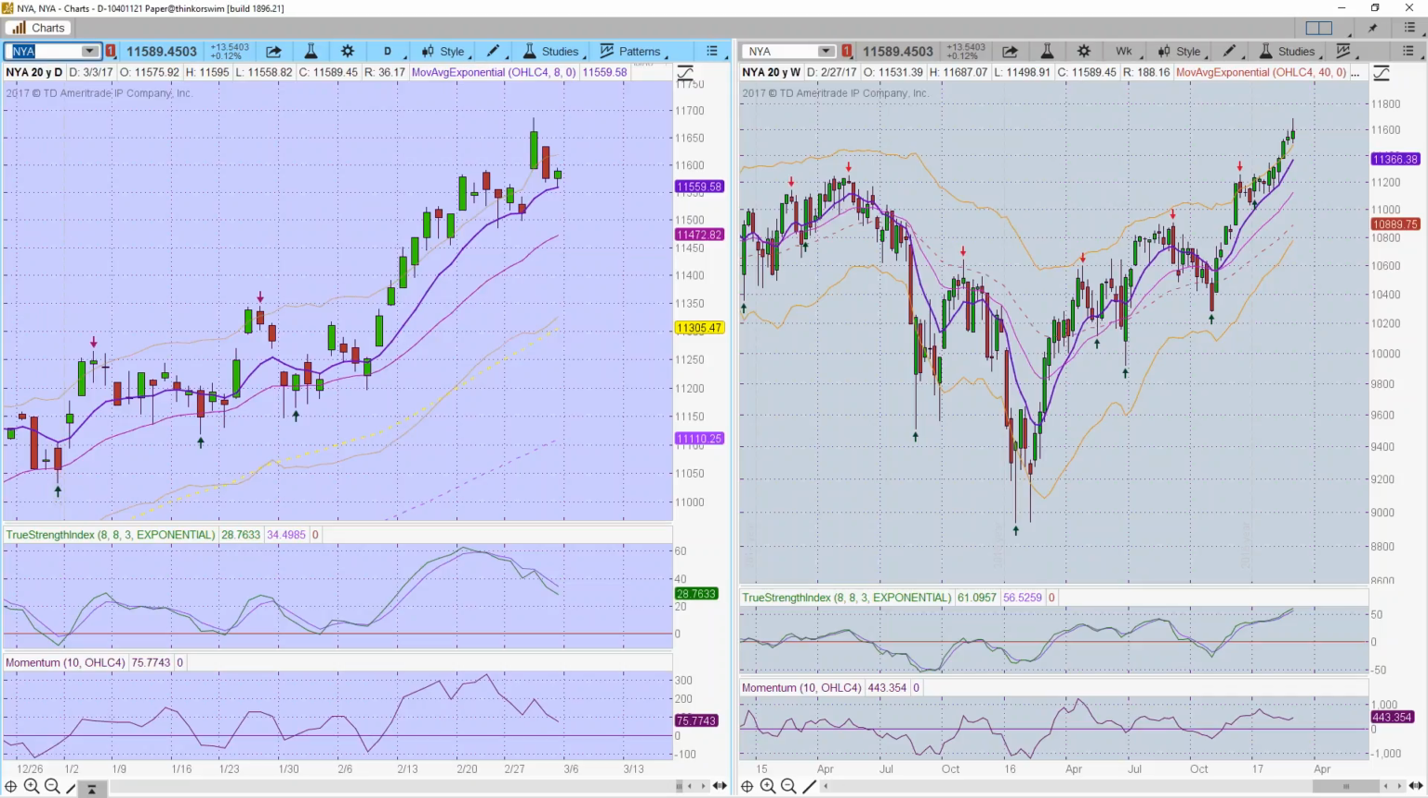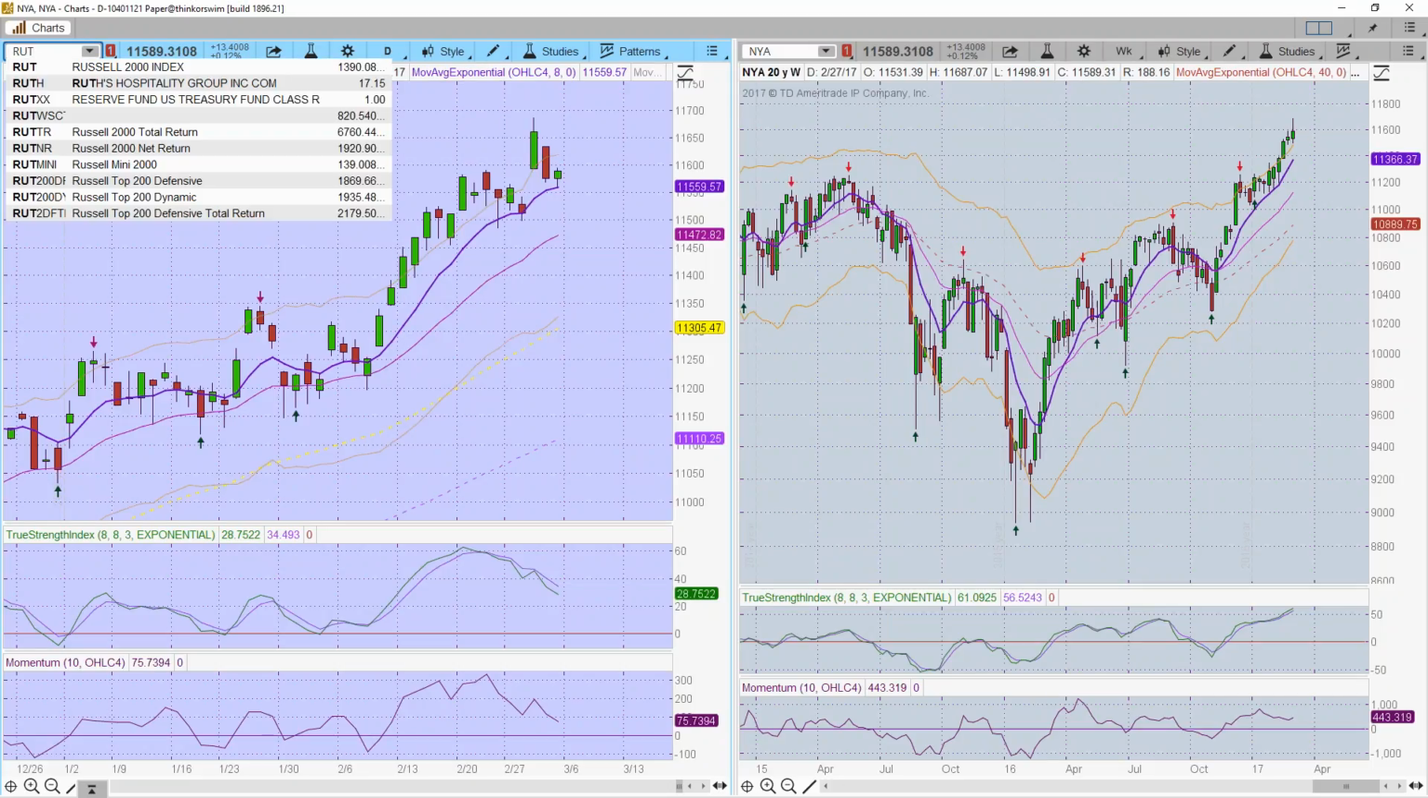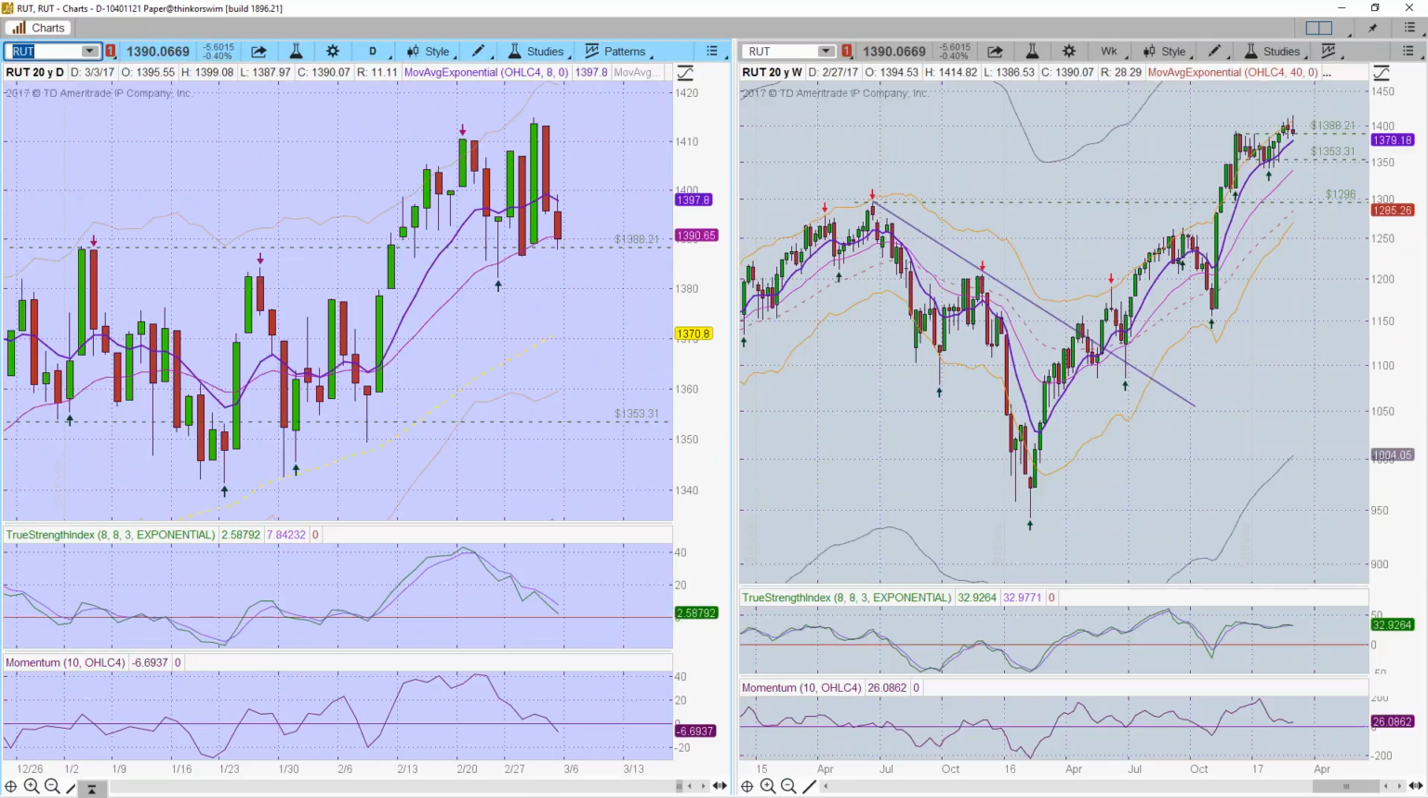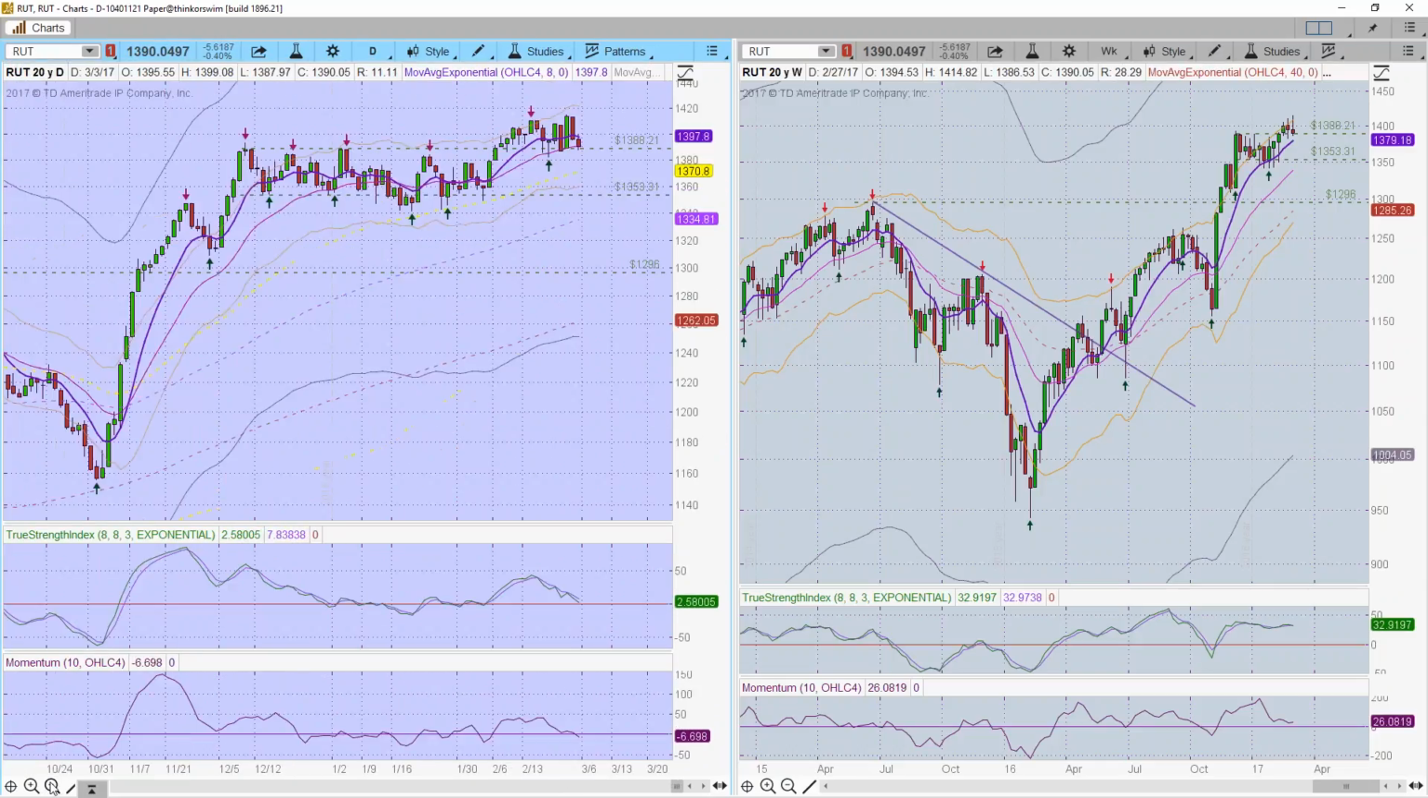Okay, and let's get back to the Russell. And the Russell, I wanted to show you a chart of all the other indices so that when we take a look at the Russell, we can see, oh, there's a significant difference there.